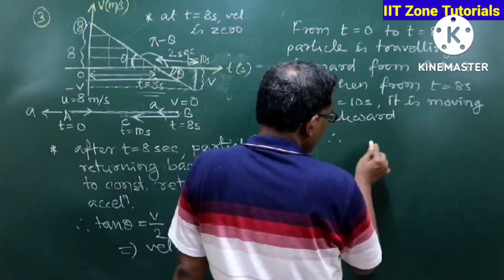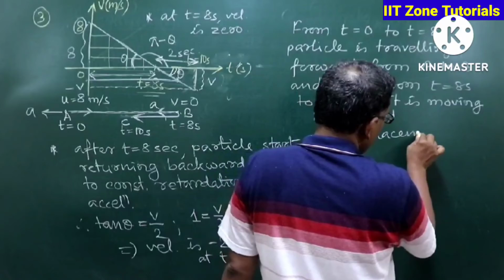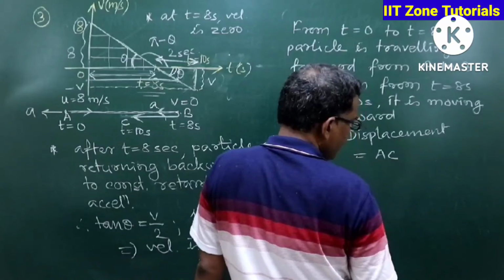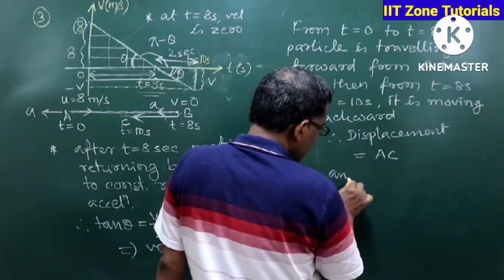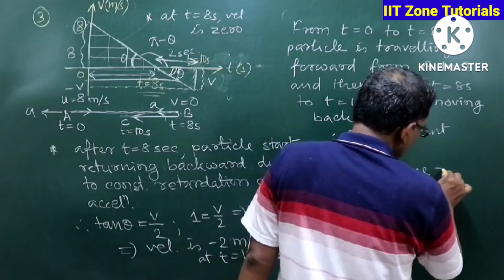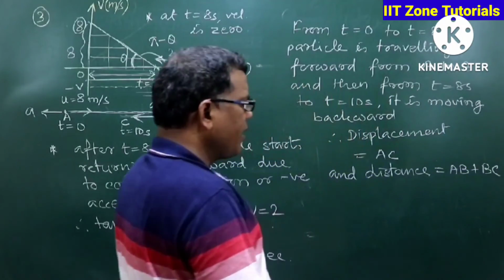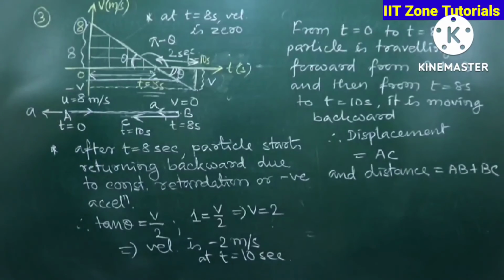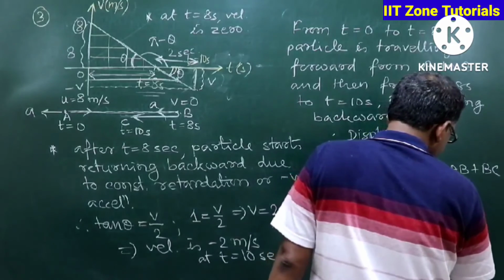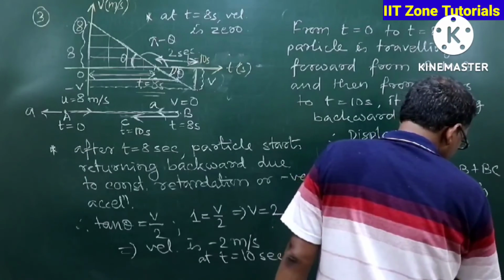That means displacement will be equal to A to C, right? And distance will be equal to AB plus BC. So either one is going forward or coming backward, the distance is equal to the total path length, the total path traveled by the particle.